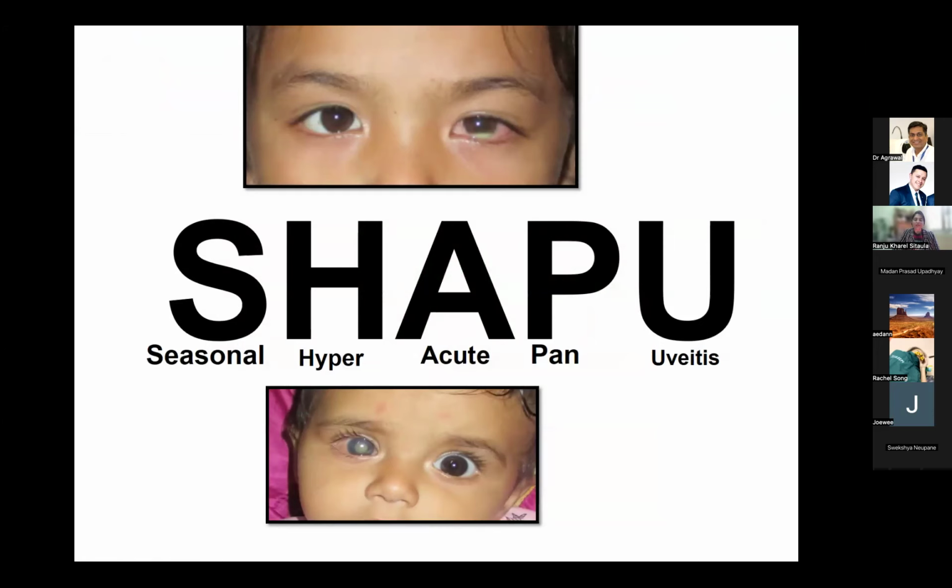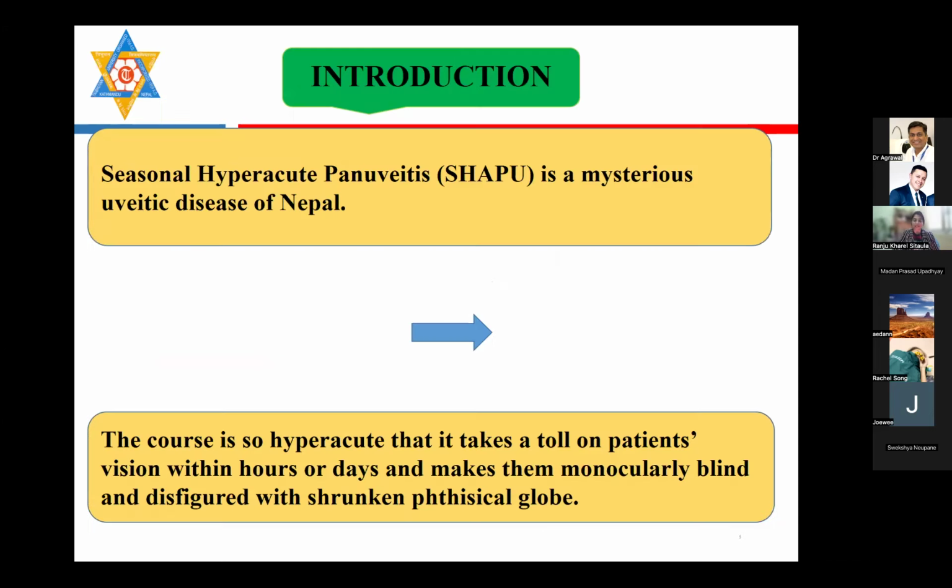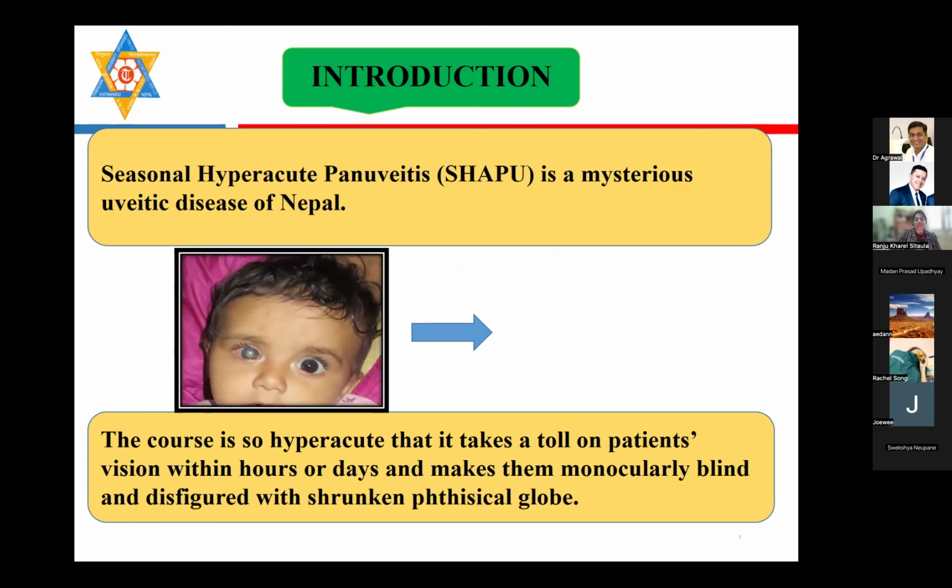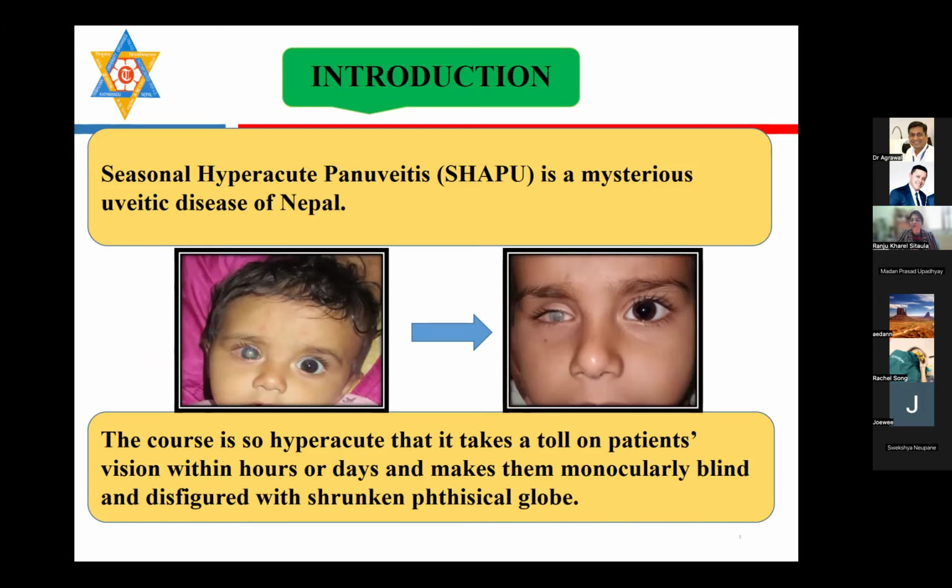For many of the people, this word SHAPU could be a first-time hearing, but each letter in this word has some special meaning. The S means seasonal, H means hyper, A means acute, P means pan, and U means uveitis. So it's a particular type of uveitis that is hyperacute in nature and seasonal in pattern. And as said earlier, yes, it's indeed a mysterious uveitic condition, especially in Nepal, because it not only takes the sight of the person, but also makes them cosmetically disfigured, like this child who has grown up not only losing sight in one eye, but also being cosmetically disfigured because of the shrunken globe.